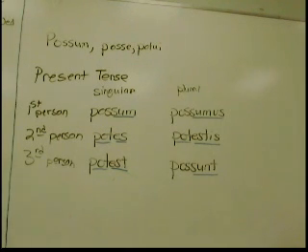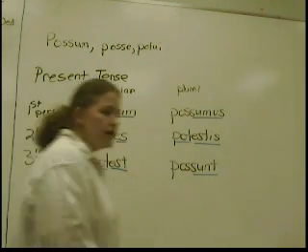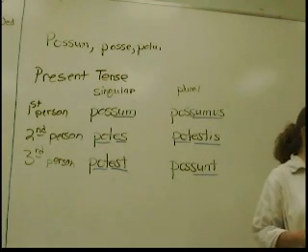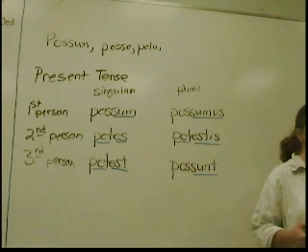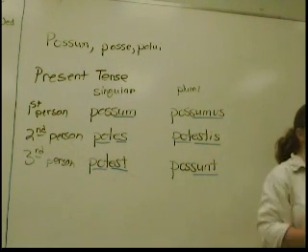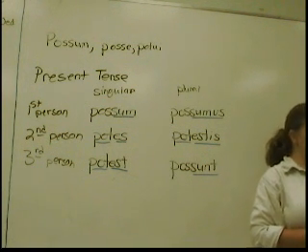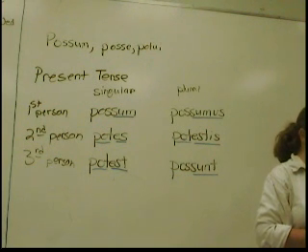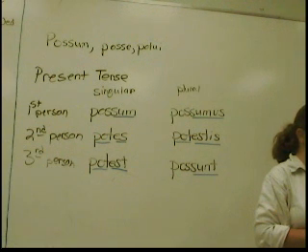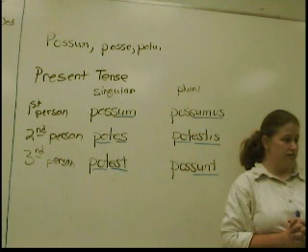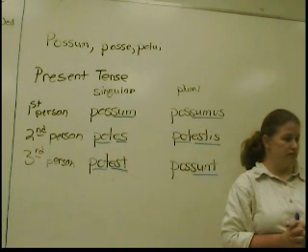Okay, so we're going to conjugate this all together. Possum, potes, potest, possumus, potestis, possunt. Okay, now, Brogan, you do it. Possum, potes, potest, possumus, potestis, possunt. Chip. Possum, potes, potest, possumus, potestis, possunt. Okay, go ahead. Possum, potes, potest, possumus, potestis, possunt.